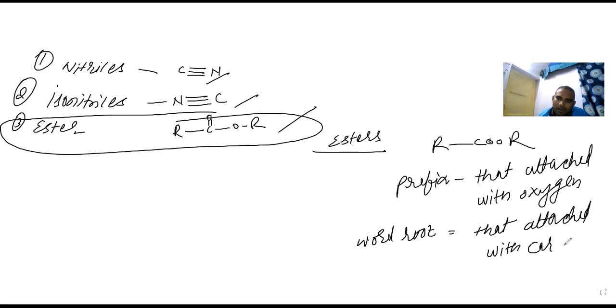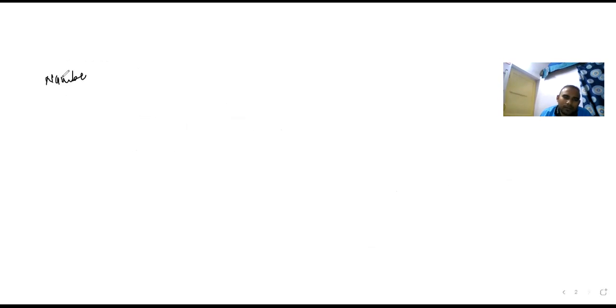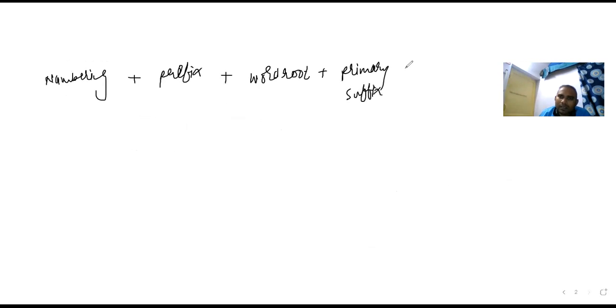And then, we have to do numbering. Then we will write the prefix name. We have the word root, which I already told you. Secondly, we have the primary suffix, which you already know. And finally, we have the secondary suffix. These things you need to keep in mind.